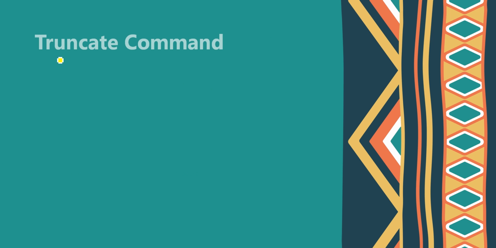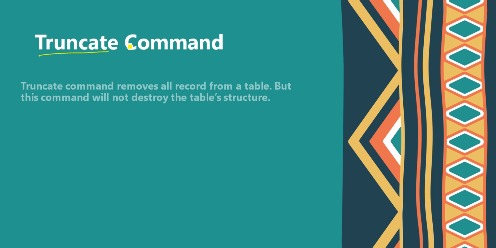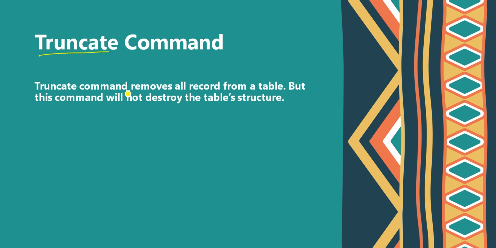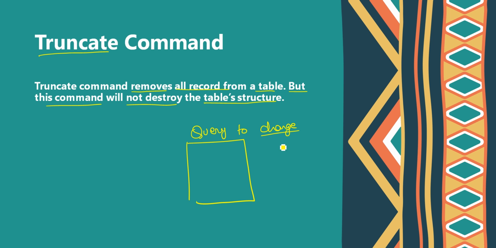Now, the truncate command. What is the meaning of truncate? The truncate command will remove all records from a table, but it will not destroy the table's structure. Until now we have written some queries to change the structure, right? Structure means how it is going to look.